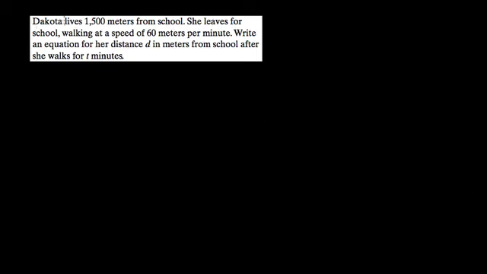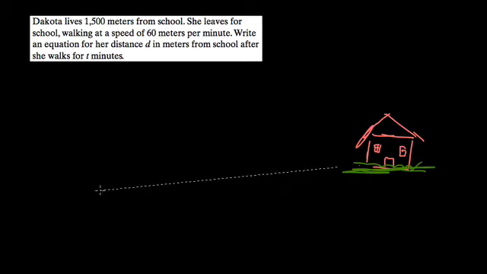Okay, in this problem, Dakota lives 1,500 meters from school. So, right, we have our school here. This is our school. Looks a lot like a house, I guess. Okay, well, that's our school. And we live a certain distance away, right? We live 1,500 meters. So maybe as a straight line, we could draw a distance. Let's say that this is where Dakota lives, 1,500 meters away.